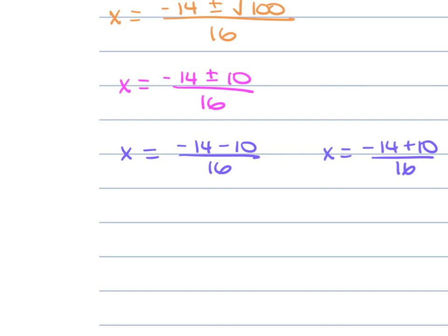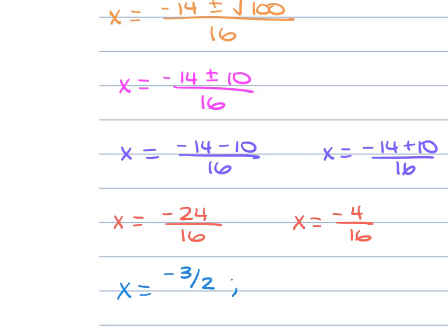Pull that up a little bit, so x is equal to negative 24 over 16, as well as x is equal to negative 4 over 16. For this, negative 24 and the 16 are both divisible by 8, so x is equal to negative 3 over 2, as well as x is equal to negative 1/4.